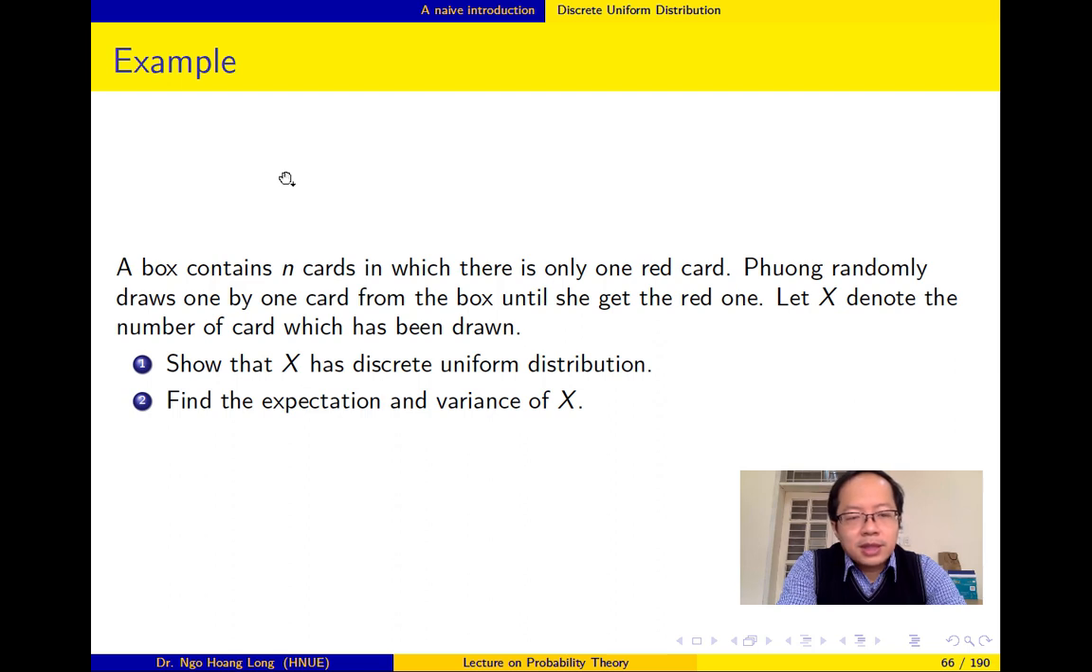Then here's an exercise for you. Show that X has the discrete uniform distribution, and compute the expectation and variance of X. Okay, so you have already learned this example when we studied the multiplication rule of conditional probability. And now we look at that lesson again and try to solve this example.